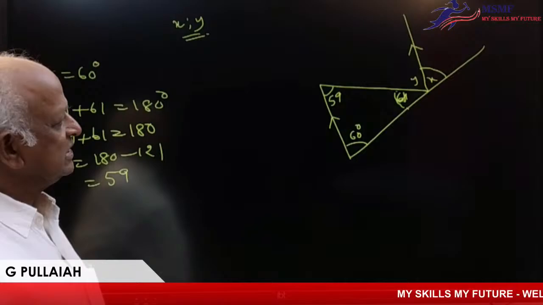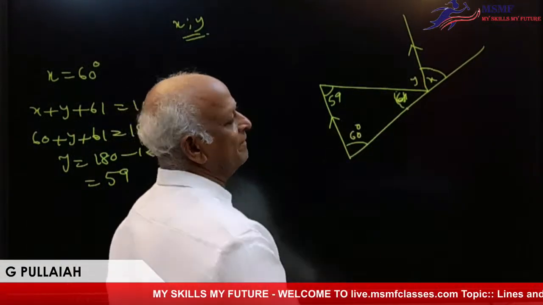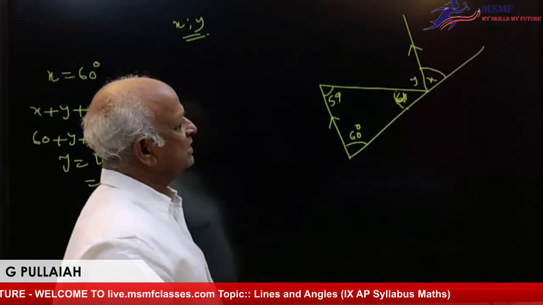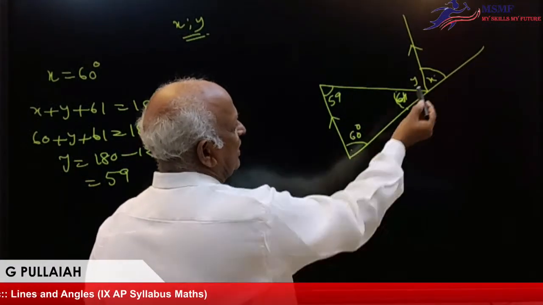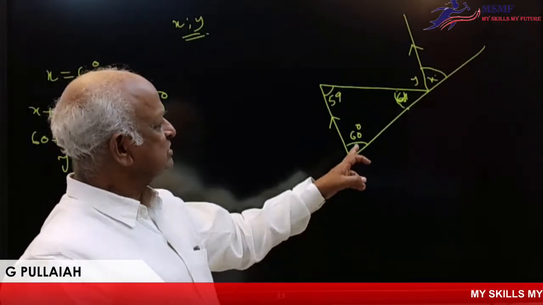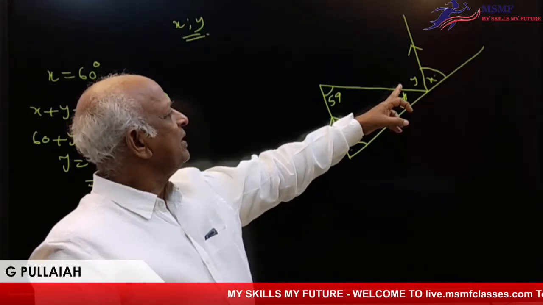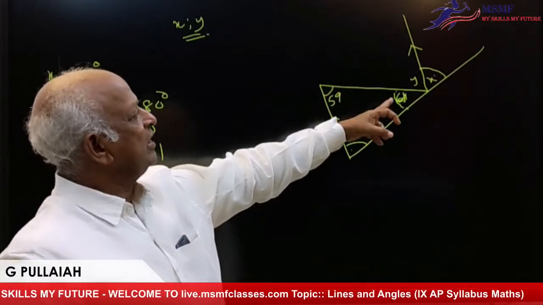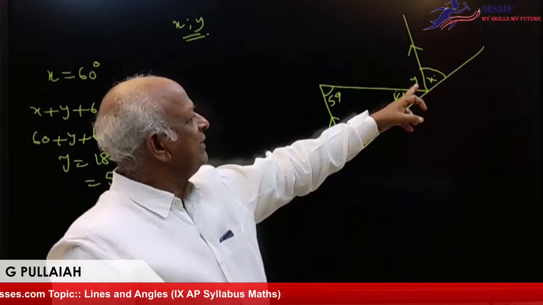Yes, think very carefully here. It is given that these two lines are parallel. We can go for the corresponding angles. So these two are the corresponding angles, so x is equal to 60 degrees. Another person will find the value of y. We can also consider y as the alternate angle here. So the alternate angle is equal, therefore y is equal to 59 degrees.